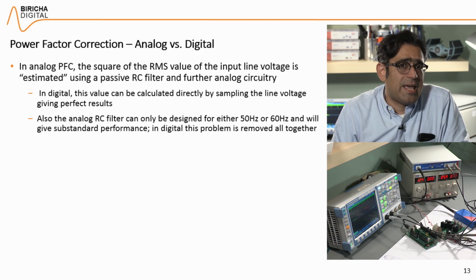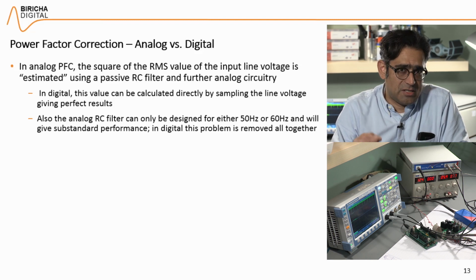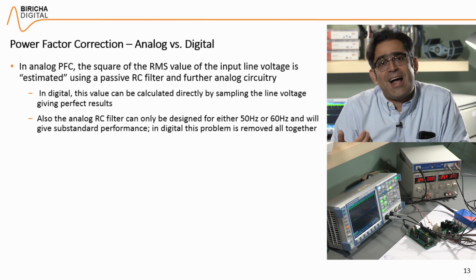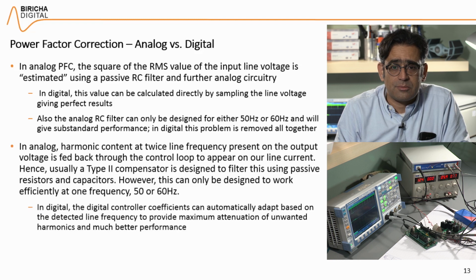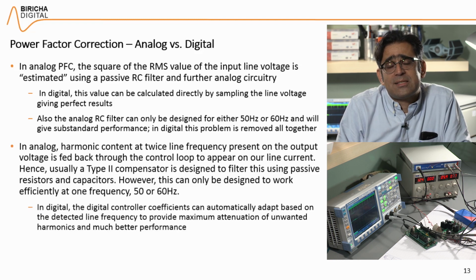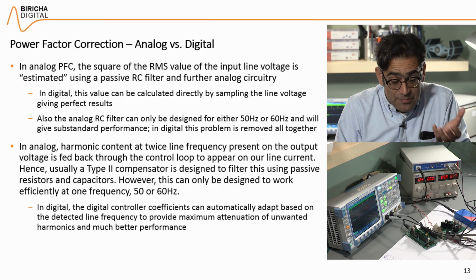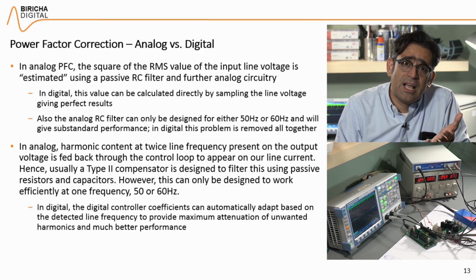But that inevitably adds some second harmonic error into your system. So your demand current is asking for an extra amount of second harmonic, and you have to look after that. Of course, in digital, to calculate the RMS value, you're just sampling your input voltage anyway, so you just calculate the RMS value. In analog, the harmonic content at twice the line frequency is there, and you cannot do a lot about it, and you have to filter it. And of course, that value changes as you go from country to country.